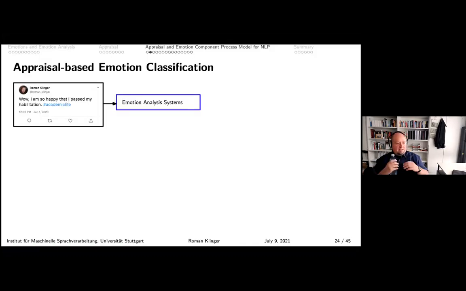So what we have is a text, for instance a tweet like this one, and an emotion analysis system. Normally we would train some deep learning BERT-like transformer model and fine-tune it to do this categorization of an emotion. Now the question is whether we could somehow inform this classifier about the appraisal theories, and whether this might help the understanding of how emotions are expressed, but perhaps also increase the performance of these classifiers.